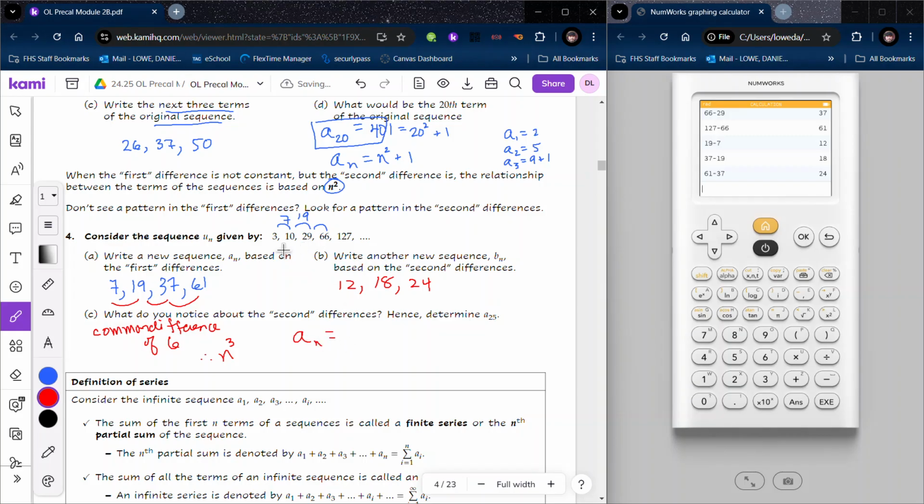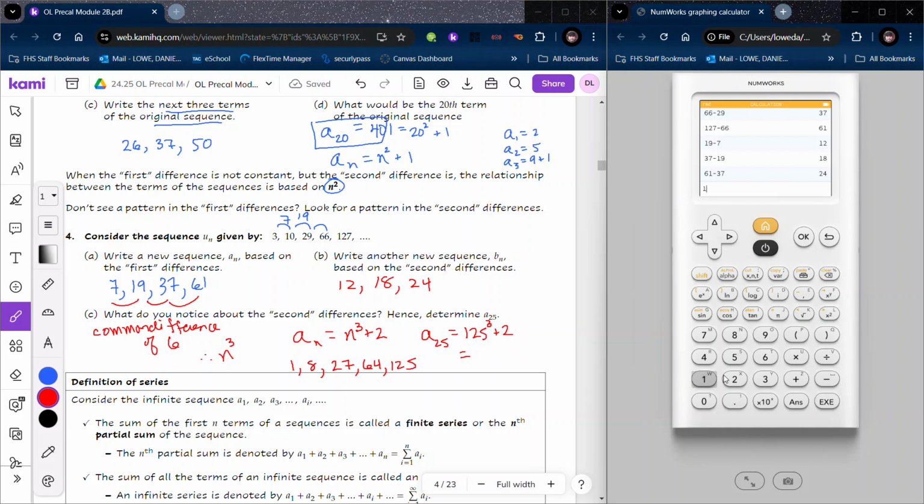My first term, if I think about cube numbers, my first cubes are 1, 8, 27, 64, 125. Those are my first cubes. So I look for this pattern and I see, oh, that's going to be n cubed plus 2. So a sub 25 would be 125 cubed plus 2. A really big number. Let's go ahead and use our calculator to figure out 125 raised to the third power plus 2. All right, and so I say, oh, and not 125, it's just 25.